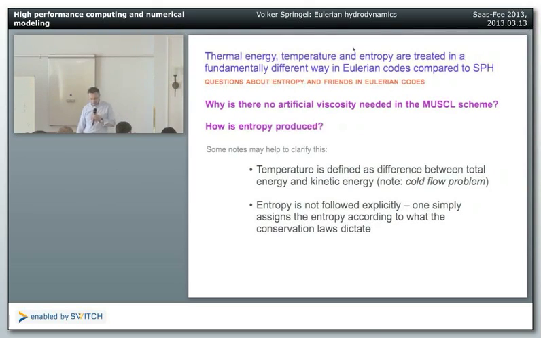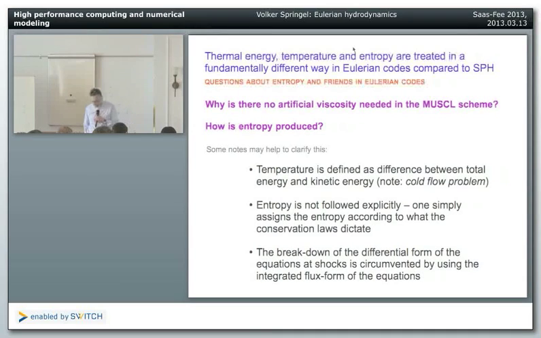And the entropy we don't need to follow explicitly. Essentially, one simply assigns the entropy according to what the conservation laws dictate. And since we do follow them as well as we can, probably the entropy will behave reasonably. Basically, that's the attitude. And indeed it does. I mean, normally it will only go up, but if your discretization scheme does something wacky, maybe it does go down in some cell. But in general, it will behave physically correctly. And the breakdown of the differential form of the Euler equation is avoided here, because we go to the integral form of the equations to describe how cells exchange the fluxes. And that exploits the continuity of the fluxes.